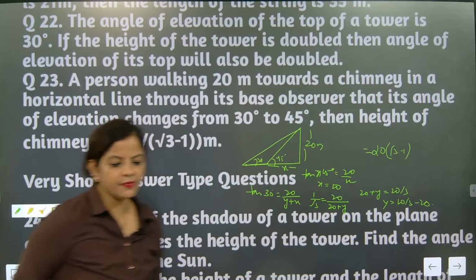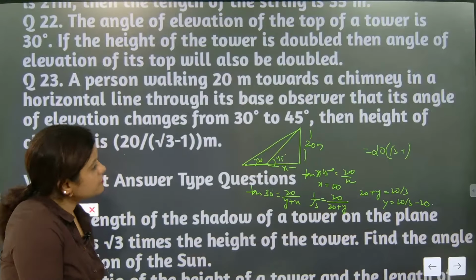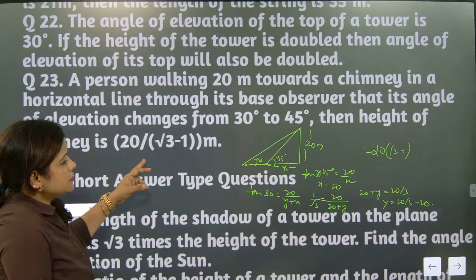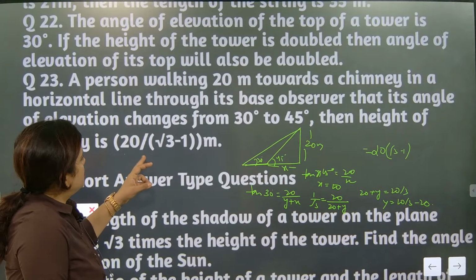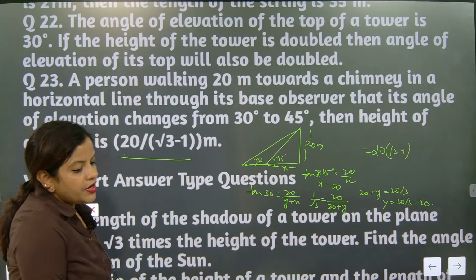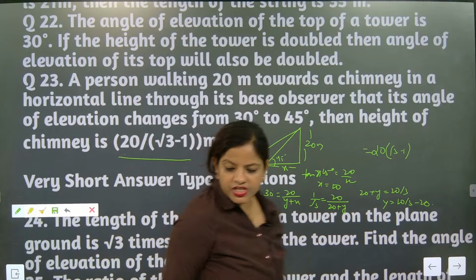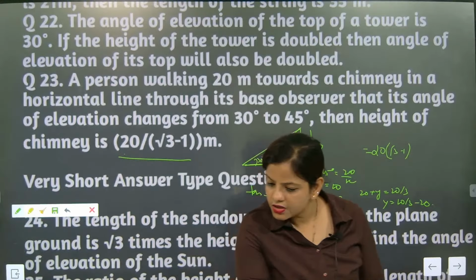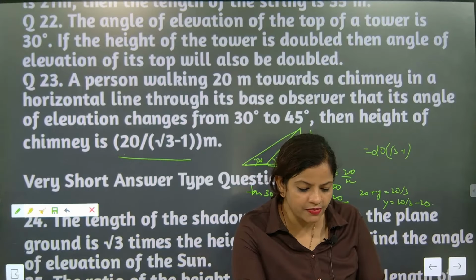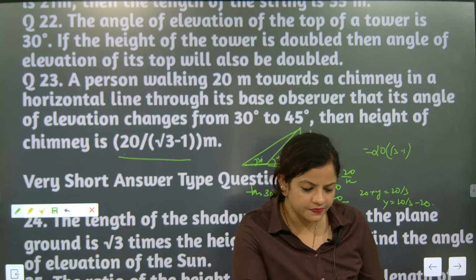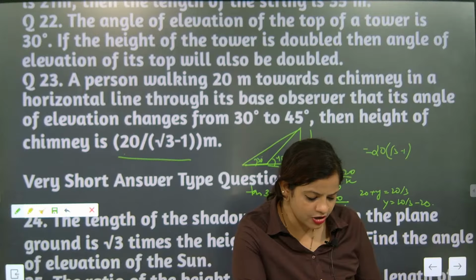So is it a true statement or false statement, children? They have given 20 by root 3 minus 1. Come on, check. Is the statement true or false?